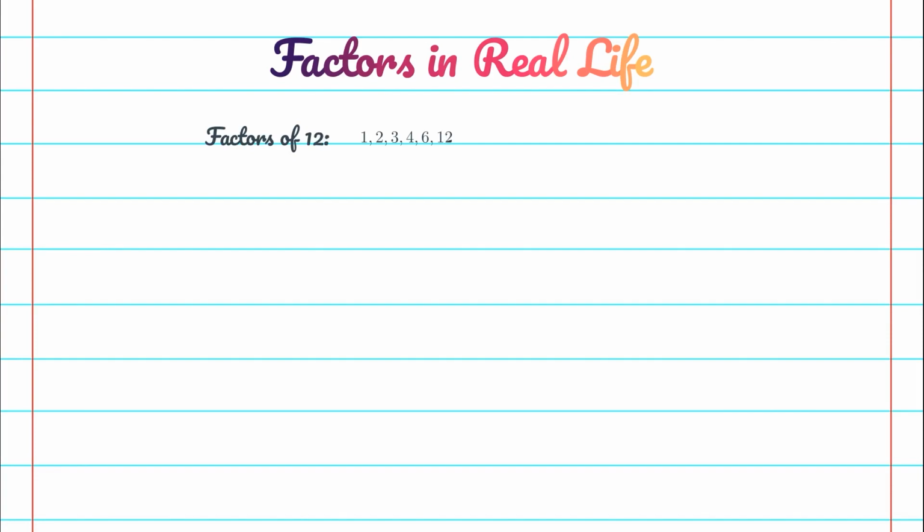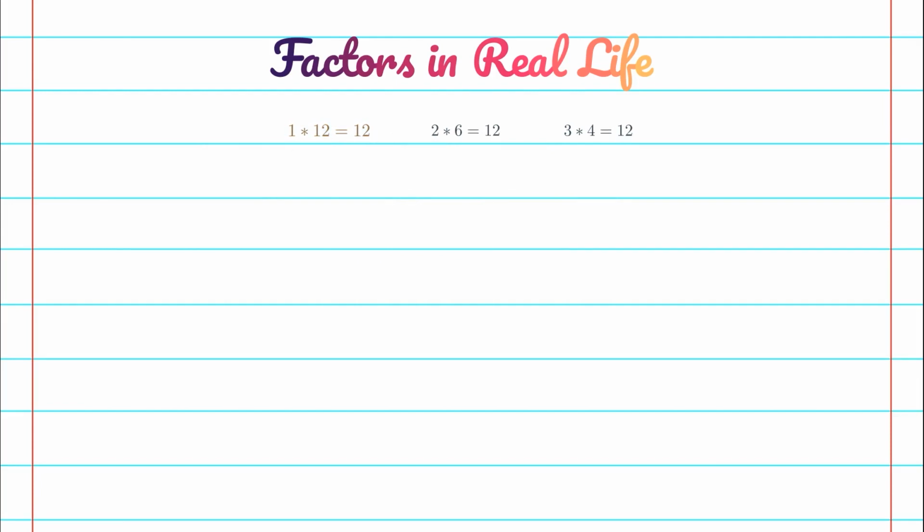Now think what numbers can be multiplied together to get 12. 1 times 12 gives us 12. 2 times 6 gives us 12. 3 times 4 also gives us 12. Now that we have all these combinations of factors, let's see how we can use them to arrange the chairs.